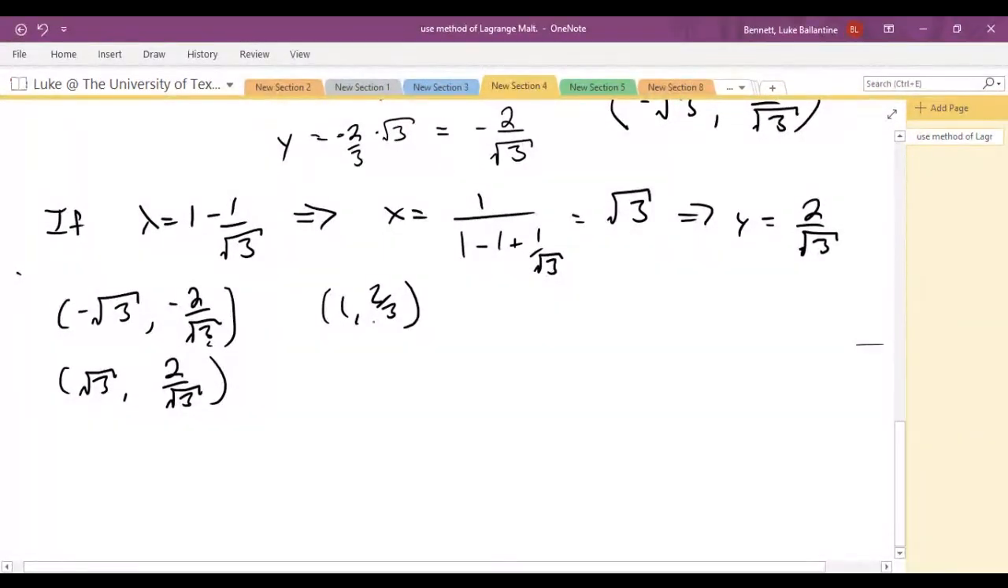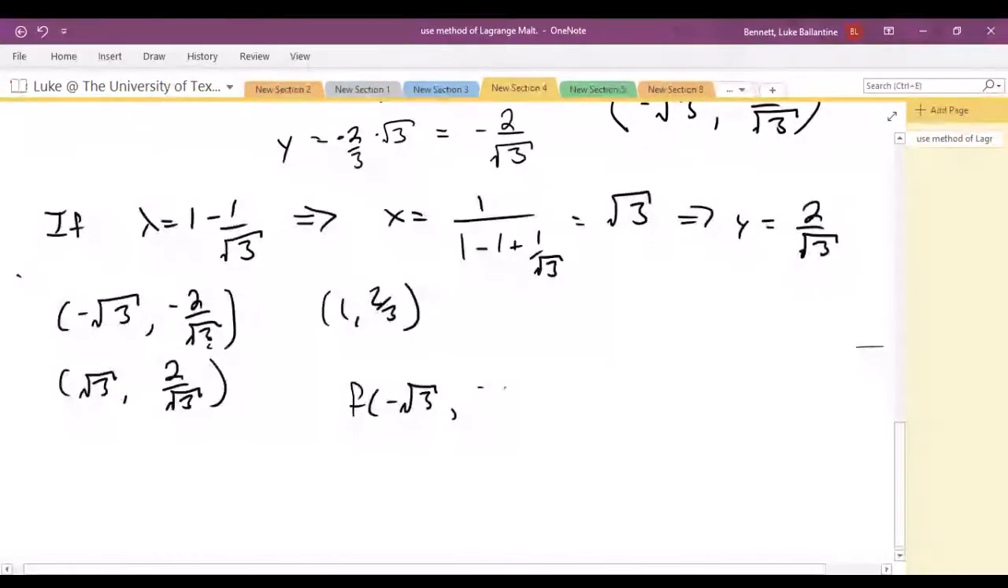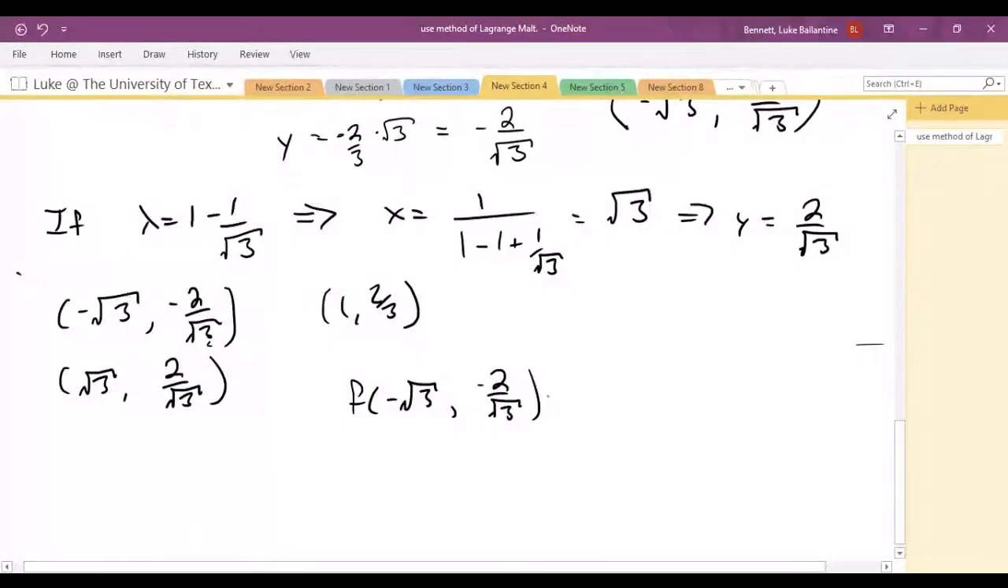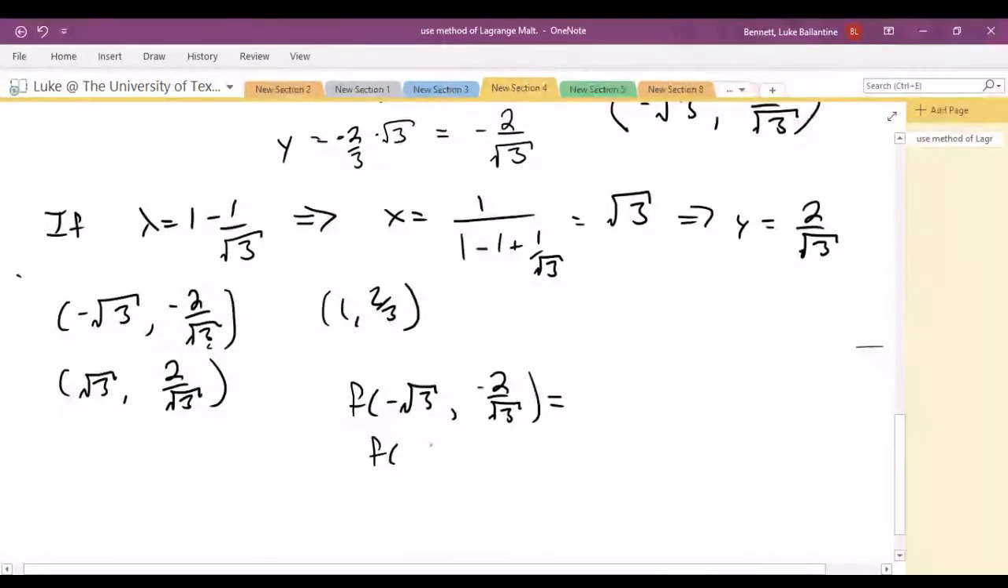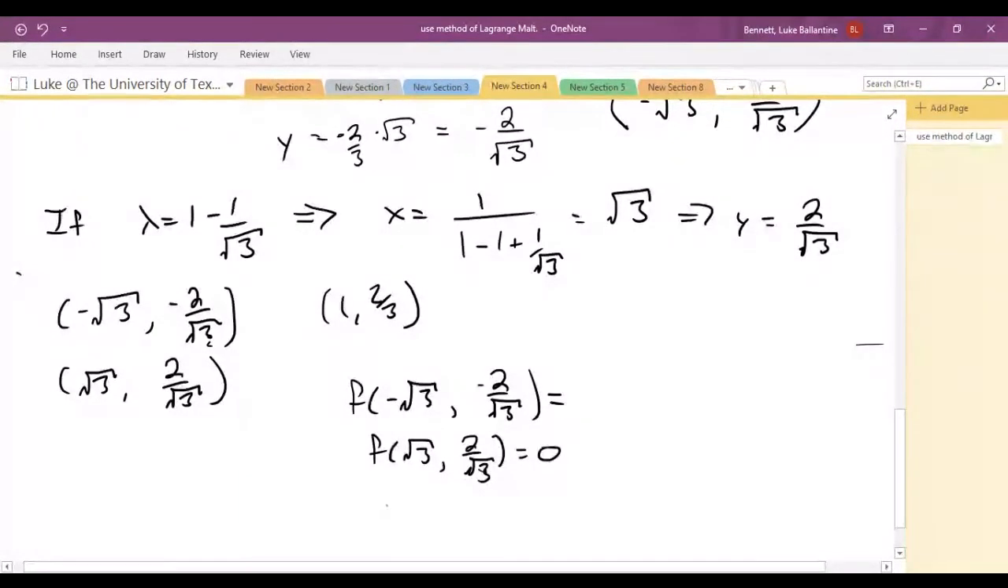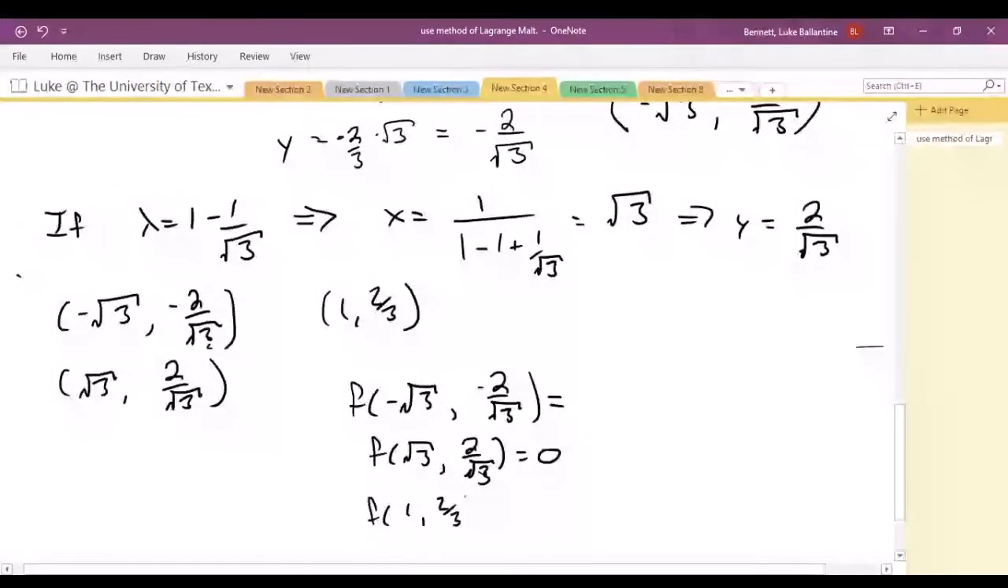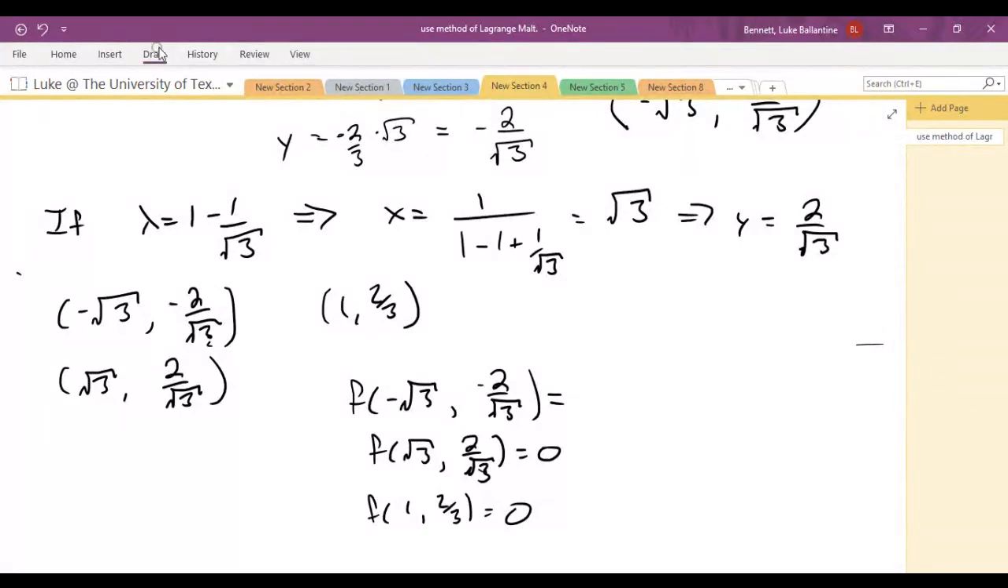Okay, what do you do next? Oh, okay, you just plug in the values. Find f of negative root 3, negative 2 over root 3 equals something. f of root 3, 2 over square root of 3 equals something. And then we have f of 1, 2 over 3 equals something.